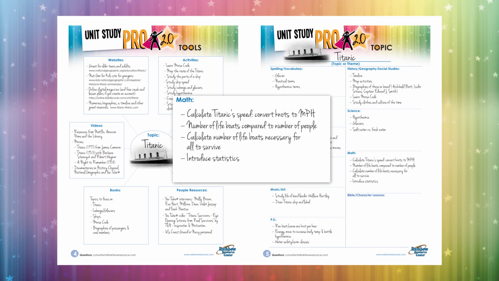For example, calculate the Titanic's speed and how far she sailed before hitting the iceberg. Learn how to convert knots to miles per hour. Older children can research the number of lifeboats and their seating capacity compared to the number of people on board. What is the percentage of people without an option for survival? Children can calculate the number of lifeboats that would have been necessary for everyone to survive.